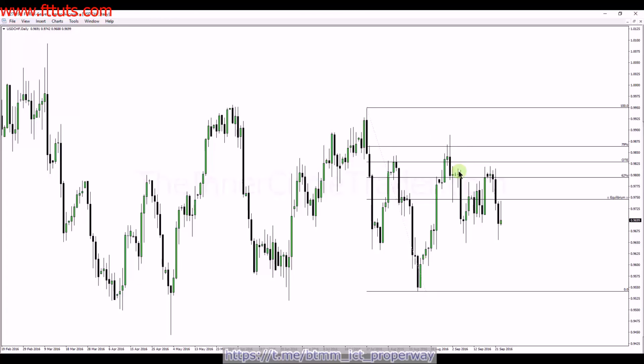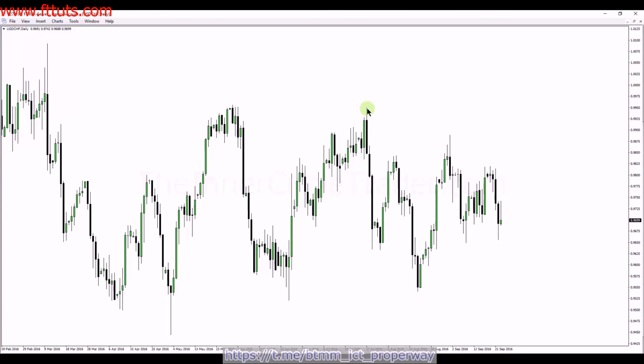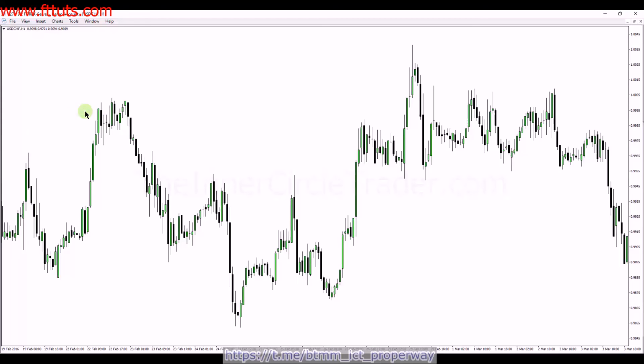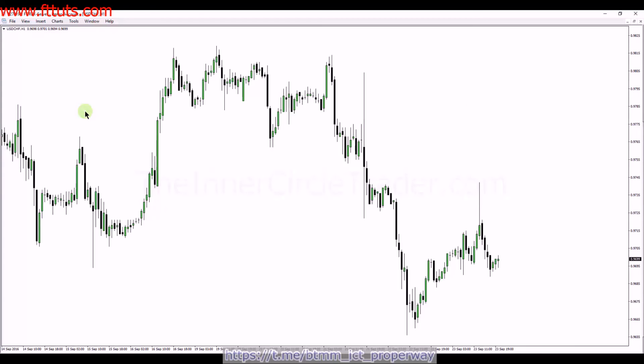So by having these ideas of looking at price over the course of a premium market, say we go down to an hourly chart. Okay, and what's nice is you don't have to trade with a bias.